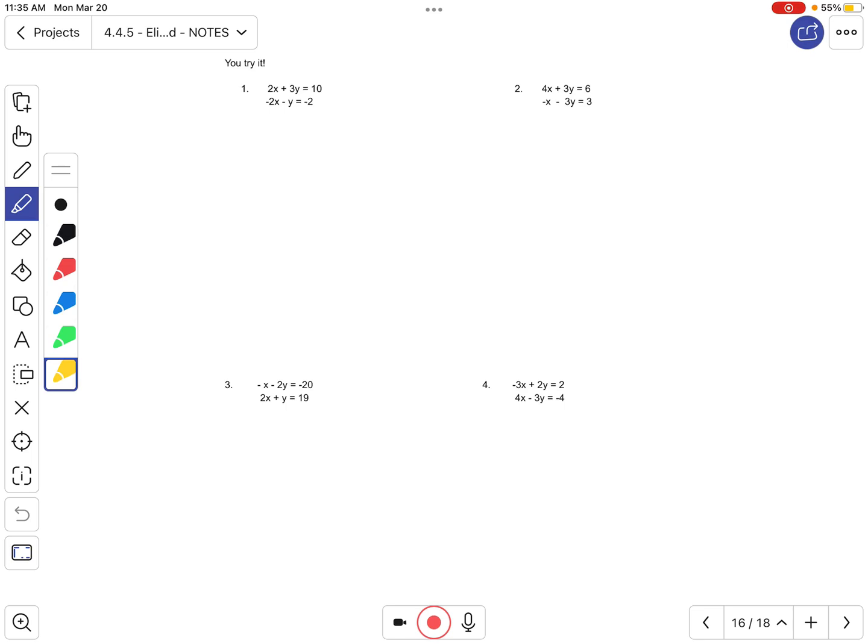All right, there are 4 try-it problems, just like we've seen. 1 and 2 are similar to what you saw in the notes, where the terms are already in the proper order, they're all lined up, and you already have your opposites. So we've got 2x and negative 2x to go away, and in this case it's actually our y's that are going to go away. So in this case we'll solve first for x, okay? In this case we'll solve first for y.